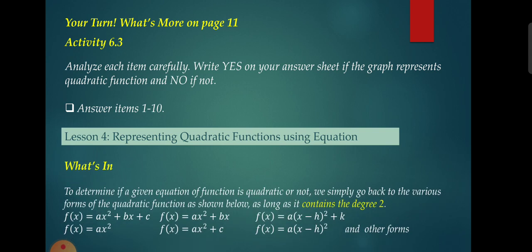Okay, the last lesson, Lesson 4, is how do we represent a quadratic function using an equation. In the module it looks long because there are many writings, but we will focus on this part only. For us to determine if a given equation or function is quadratic or not, we simply go back to the various forms of the quadratic function as shown below. As long as it contains degree 2, the highest exponent of that function is 2.